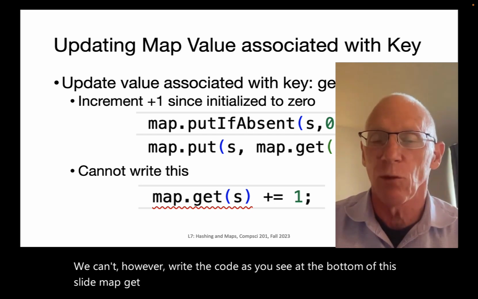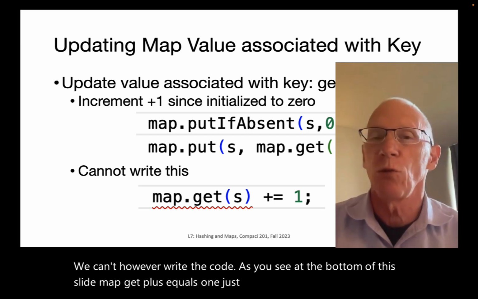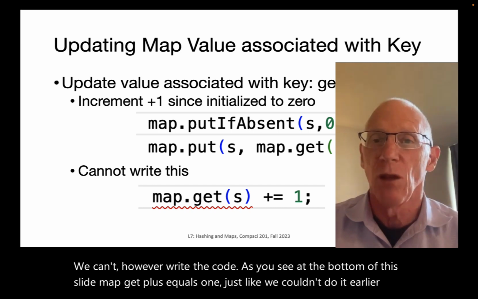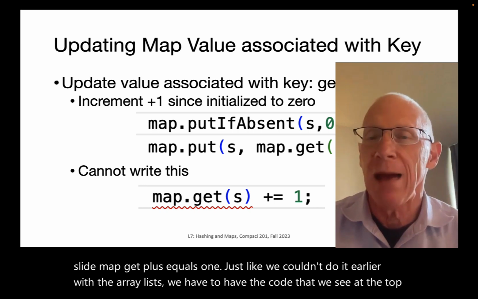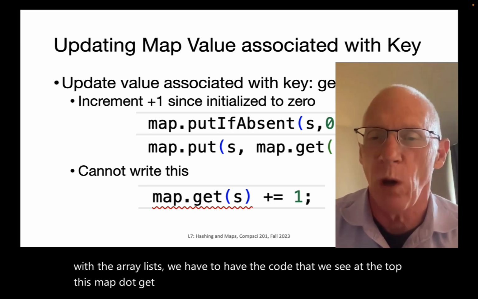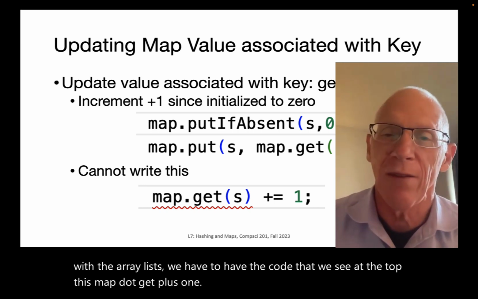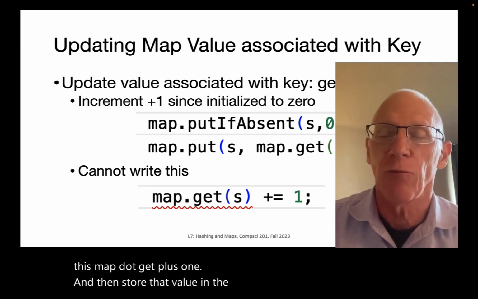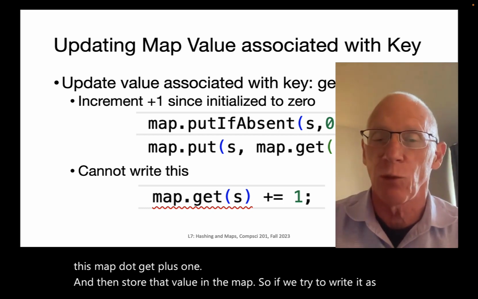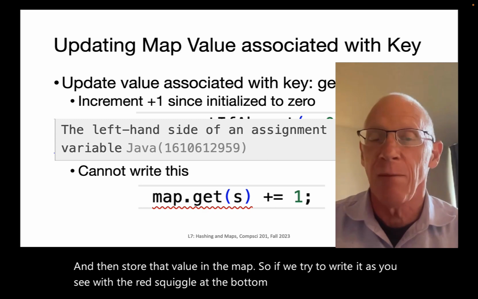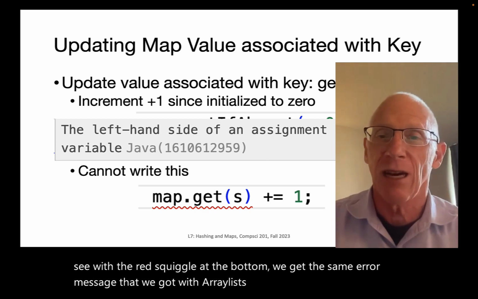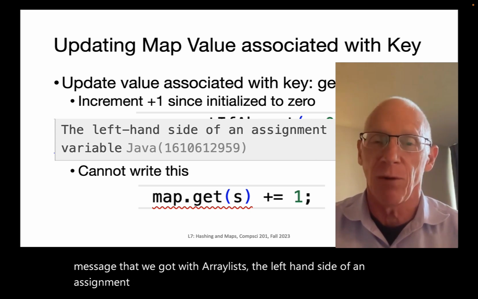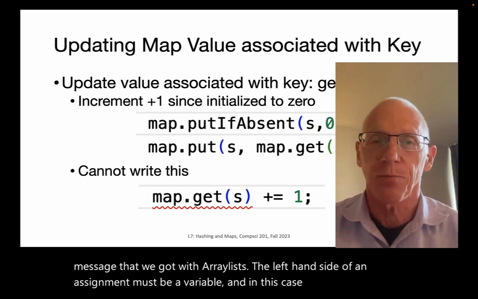We can't, however, write the code as you see at the bottom of this slide, map.get(s) += 1, just like we couldn't do it earlier with the array lists. We have to have the code that we see at the top, this map.get(s) + 1, and then store that value in the map with s. If we try to write it as you see with the red squiggle at the bottom, we get the same error message that we got with array lists. The left-hand side of an assignment must be a variable, and in this case, it's not.